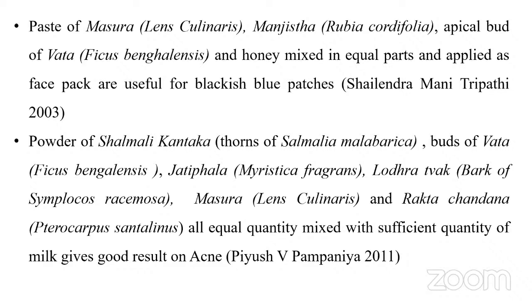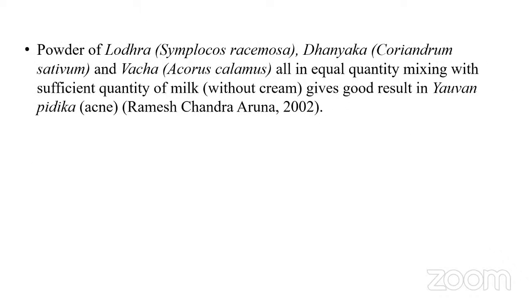So don't think that if one ingredient is not available in the herbal shop or in my nearby places, it will not be effective, or the combination is wrong. Still we can use it and it will be effective. Like the powder of Lodra and Dhanyaka, which is Dhania. Dhania is available, Vacha is also very easily available. We can make a combination of these powders, and it will be very good for removing acne or pimples.